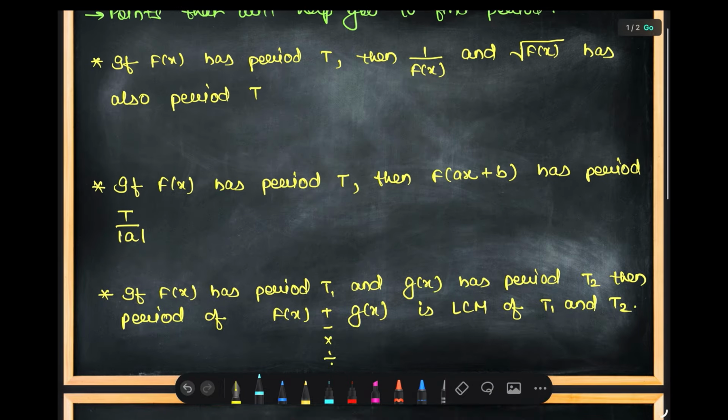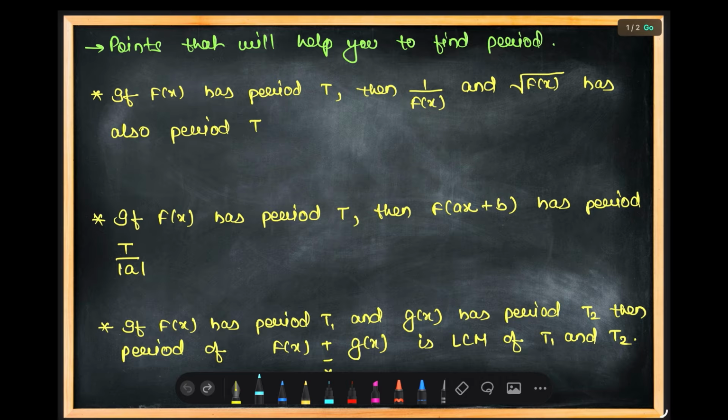So the first point was, if f of x has period T, then f of 1 by x or root f of x will also have period T. The second point was, if f of x has period T, then the period of f of ax plus b is T by mod a. Then f of x plus g of x, f of x minus g of x, f of x into g of x, and f of x by g of x will have a period equal to the LCM of T1 and T2.